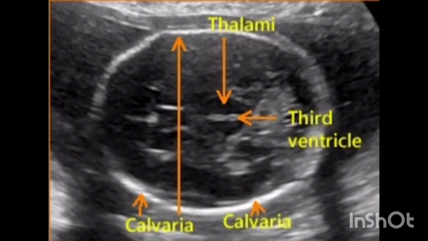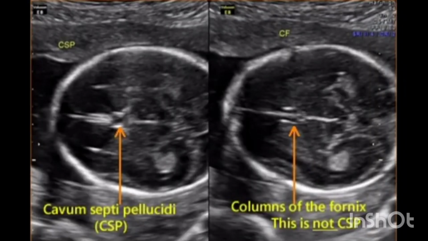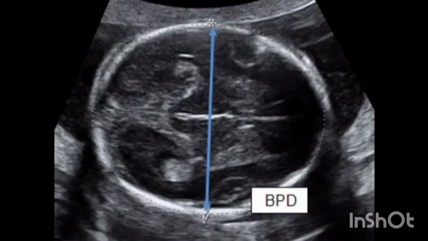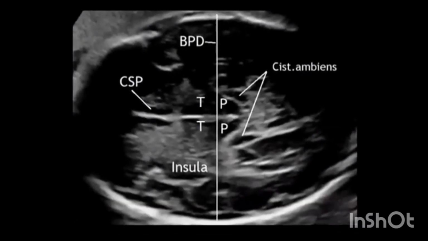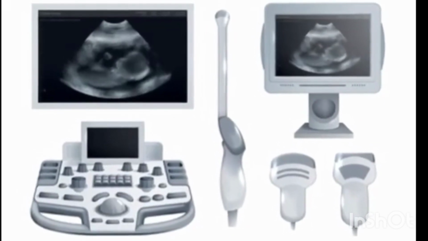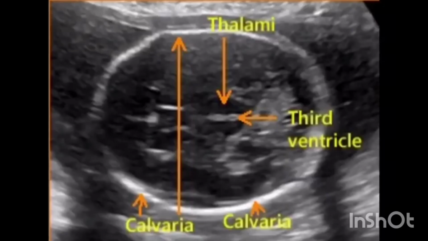That is, at each examination, biparietal diameter images were acquired in the transthalamic plane, where the landmarks consist of the cavum septum pellucidum, thalami, and absence of the cerebellum. Measurement technique. The biparietal diameter should be measured on an axial plane that traverses the thalami and cavum septum pellucidum.